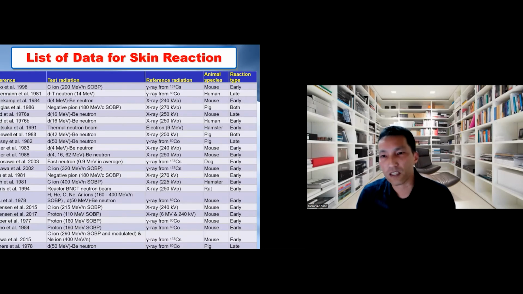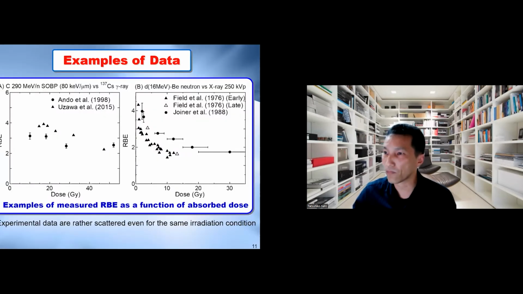Here is a list of data for skin reaction that we found. Sorry for the busy slide, but roughly 1/3 of the data were taken after the publication of ICRP 58. In the 1970s to 80s, neutrons generated from deuteron reactions were frequently used, while after the 1990s, carbon ions were frequently used because carbon ion therapy has been getting popular since then.